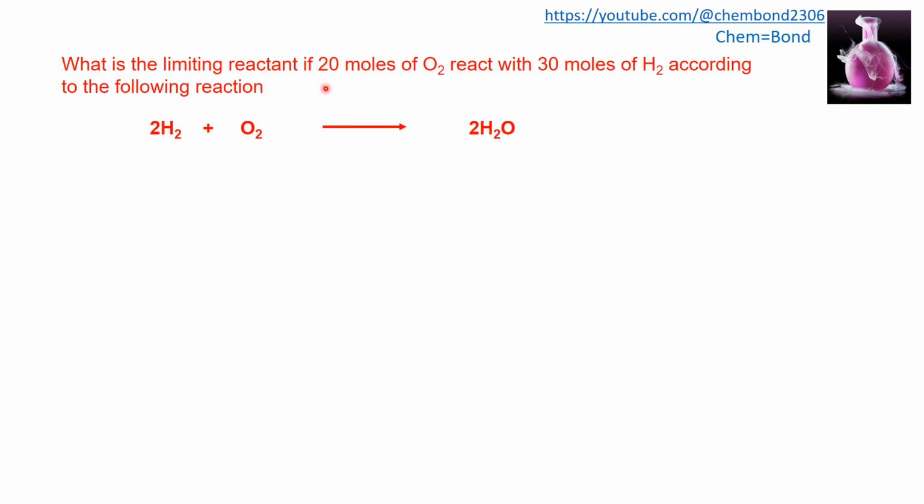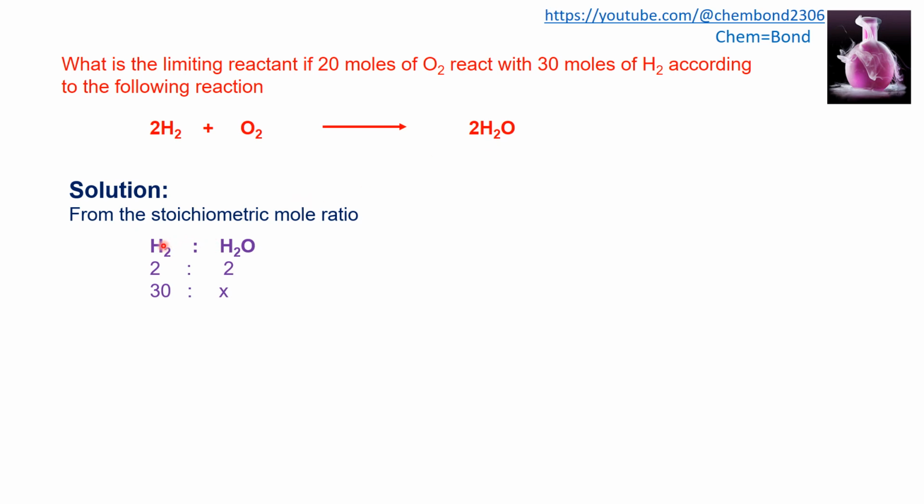What is the limiting reactant if 20 moles of oxygen react with 30 moles of hydrogen according to the following reaction? 2 moles of hydrogen will combine with 1 mole of oxygen and produce 2 moles of water. So we will solve it. First we will find the stoichiometric mole ratio for hydrogen and water and oxygen and water both.